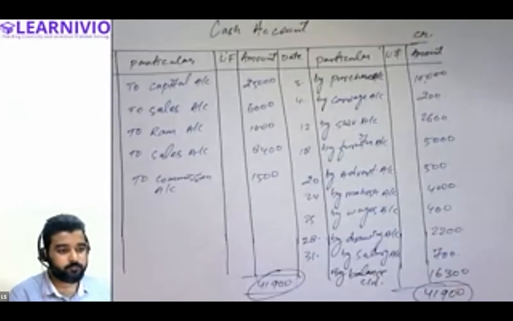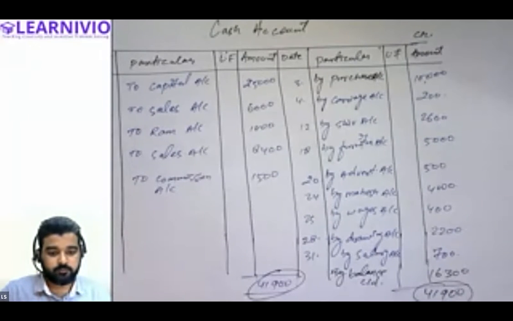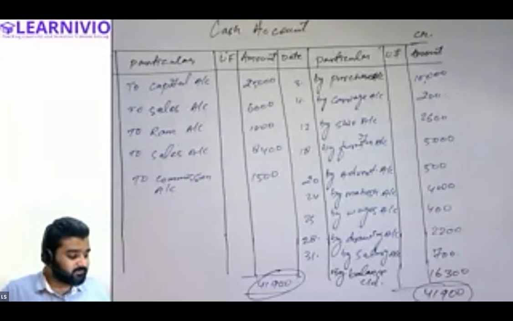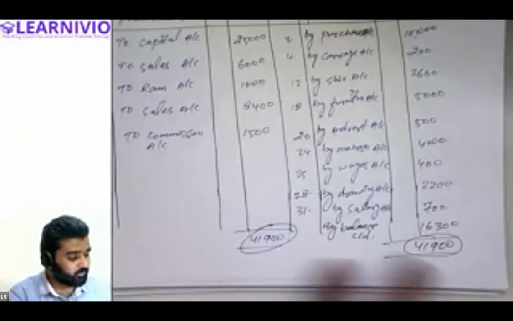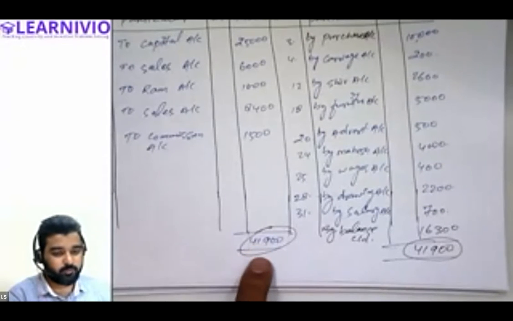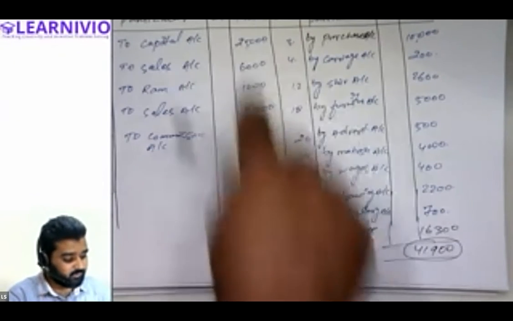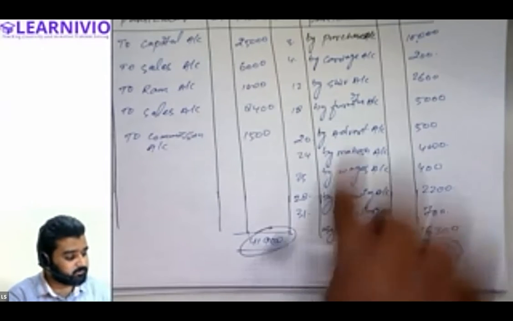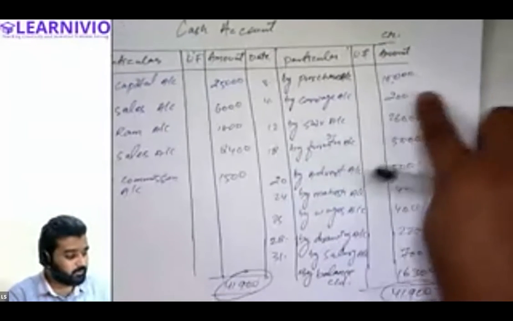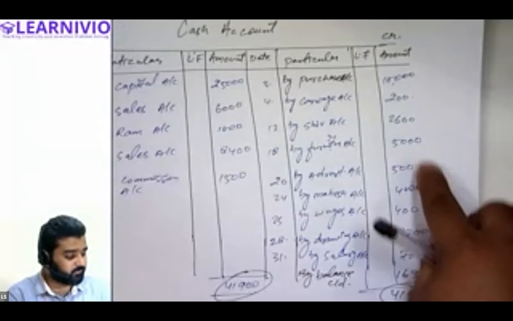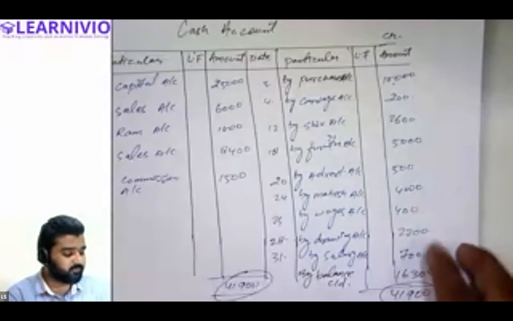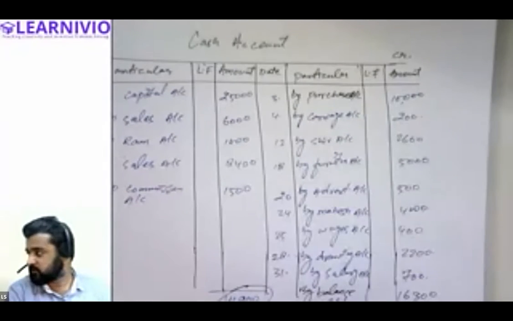Any doubt? Yes, sir, tell me. You're adding 16,300. See what is happening here. We are required to tally both the sides, right? When we total this side, we have a total amount of 41,900. Out of this 41,900, we have spent 10,000, 200, 2,600, 5,000, 500, 4,000, 400, 2,200 and 700 for different purposes, right?